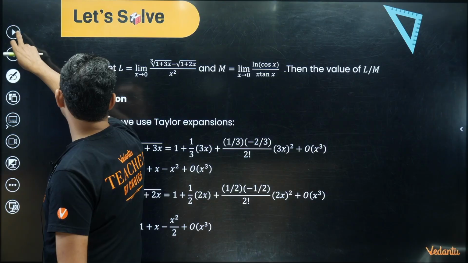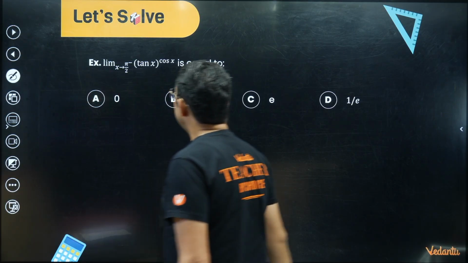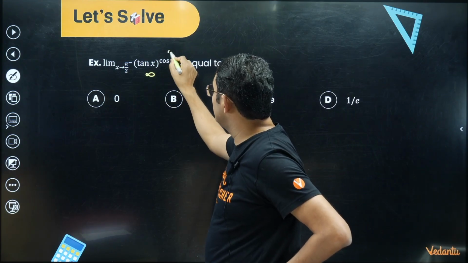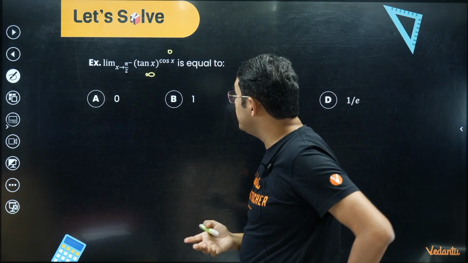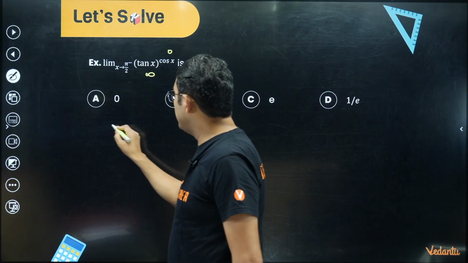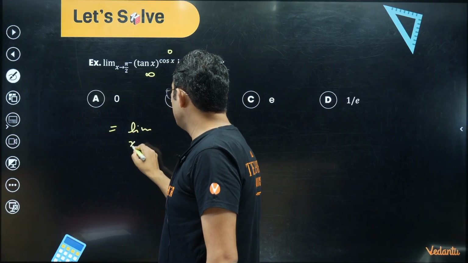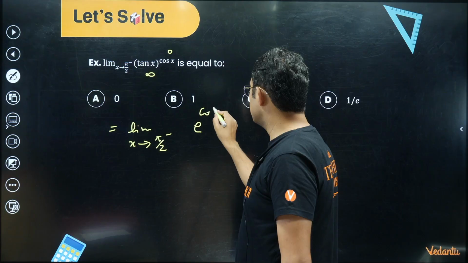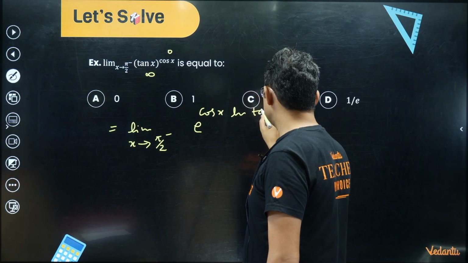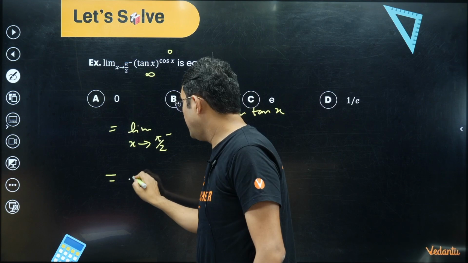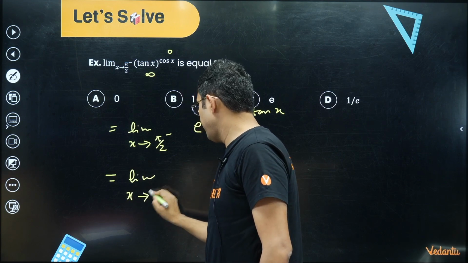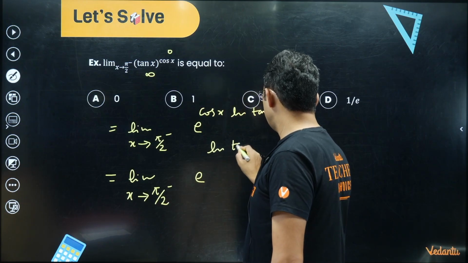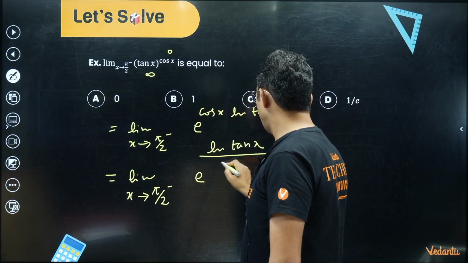Now coming to the second question. 10x raised to the power cos x. Now please look at this. I think this is infinity power 0 form. 10x will be tending to infinity, cos x will be tending to 0. So we can write this as limit x tending to pi by 2 minus and e raised to the power cos x into ln of 10x. Now here I think LH rule is the method. E raised to the power ln of 10x upon secant x.